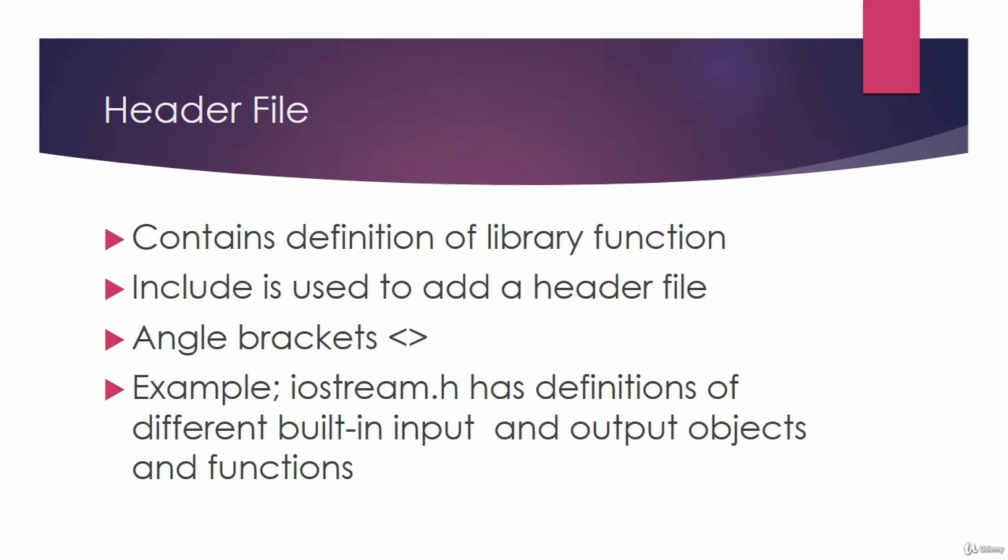The name of the file is written in angle brackets after the hash include directive. It can also be written in double quotes. C has a large number of header files in which the library functions are defined. The header file must be included in the program before calling its function in the program. A single header file may contain a large number of built-in library functions. For example, iostream has definitions of different built-in input and output objects and functions.